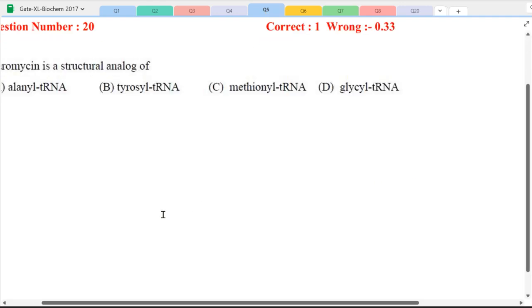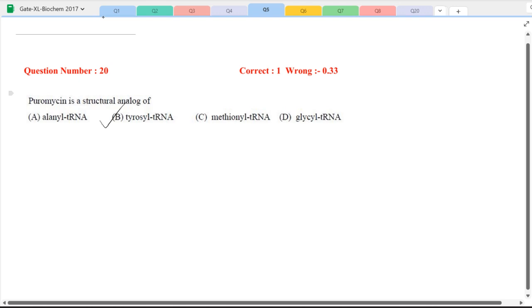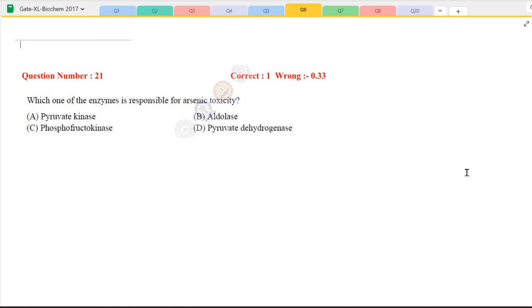Puromycin is a structural analog of... the correct option here is answer B. I'm not going into the mechanism of how puromycin inhibits translation. However, it is important to know that it is a structural analog of tyrosyl tRNA and it inhibits translation. And the mechanism of action of different antibiotics is something that is frequently tested in most of the biology competitive exams. Just to keep this video short, I'm not going into the mechanism. However, the correct answer here is option B, that is tyrosyl tRNA. Moving on to the next question.